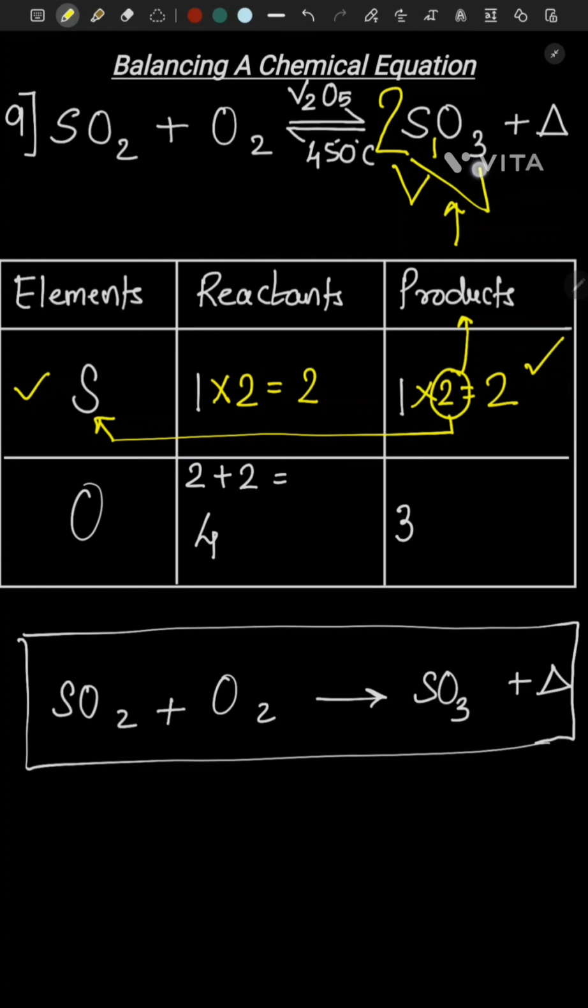And what about the oxygen? It also changed the oxygen. Oxygen was 3, now 3 twos are 6. So earlier it was 3, now it became 6.